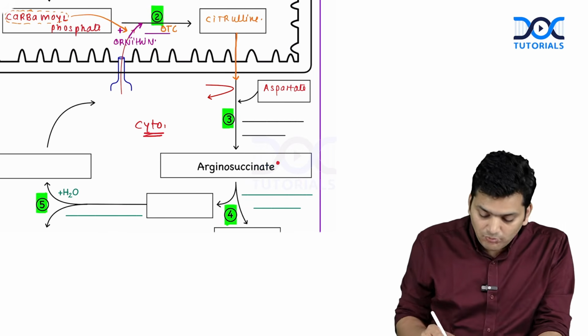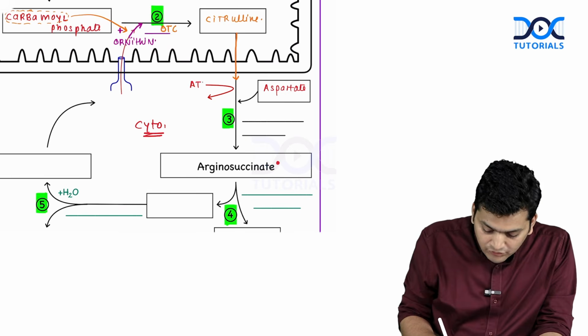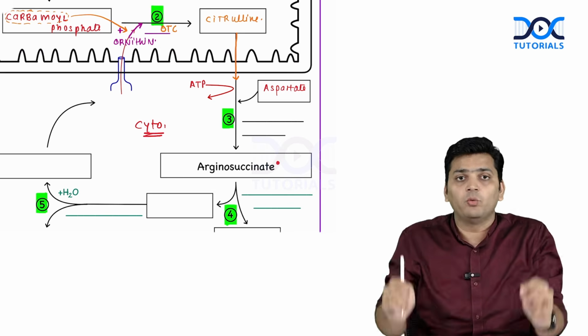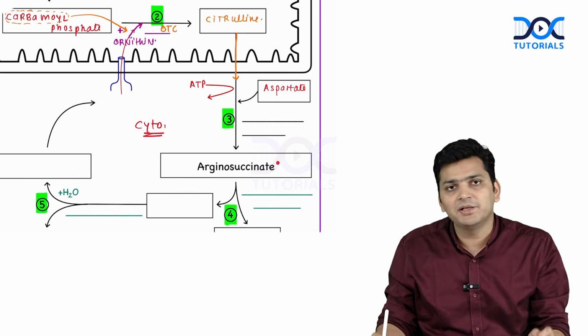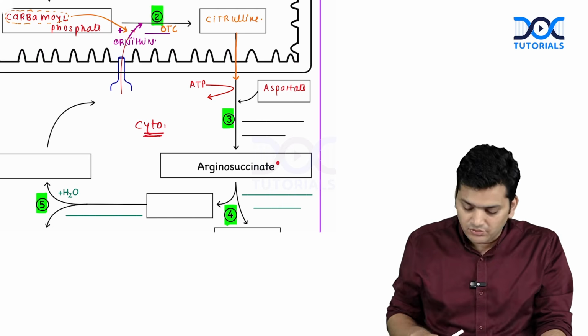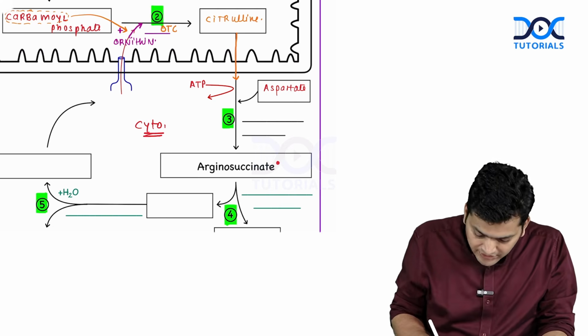And to make this big molecule, we require ATP also. And whenever 2 small molecules join together and make a big molecule with the help of energy, what will be the name of the enzyme? Synthase or synthetase? Yes, it is synthetase. So the name of the enzyme is arginosuccinate synthetase.